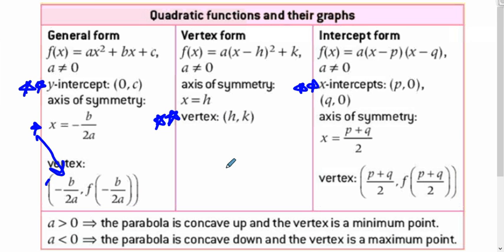So work through these, making sure that you're comfortable with them. Keep in mind, if a is greater than 0, it opens up. If a is less than 0, it opens down. Because if it's greater than 0, it's concave up, there's a min. If it's less than 0, it's concave down, there's a max. So these are all the different forms for graphing.